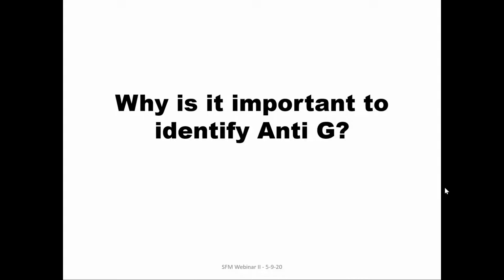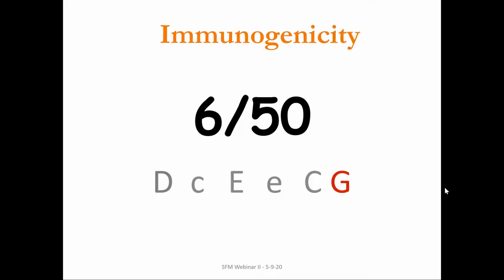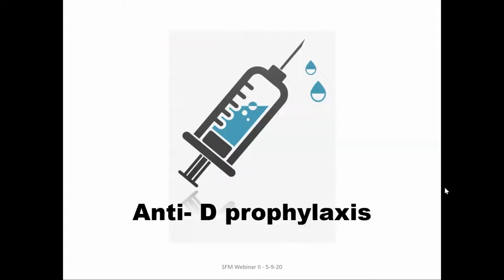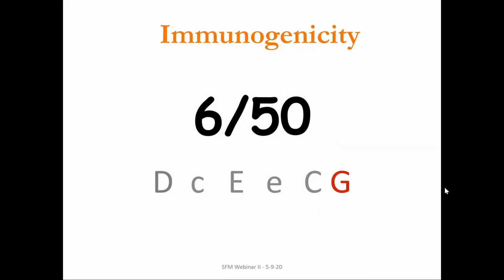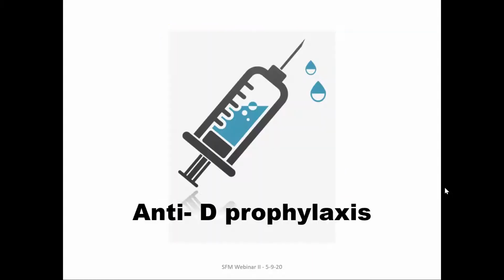Now, why am I so bothered about this? Why is it important to identify anti-G? If you go back to this slide from the last part of this webinar, if you arrange the Rh factor 6 antigens out of the 50 Rh antigens according to their immunogenicity, capital G antibody, we said, is the weakest of the lot. And also because it is the weakest, I would expect the chances of anemia in this particular fetus to be very, very low, unlike if it was a capital D or a capital C antibody.